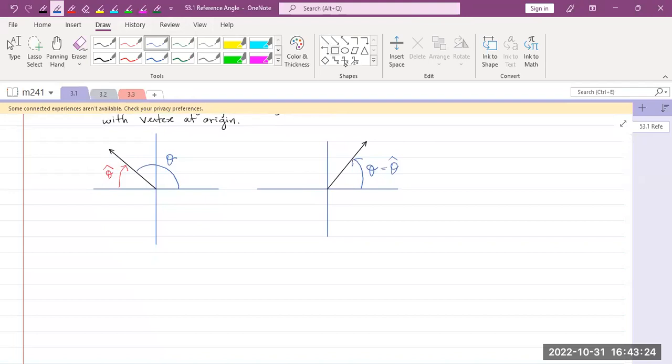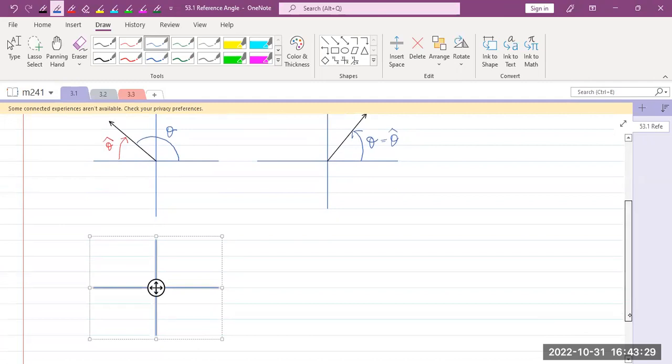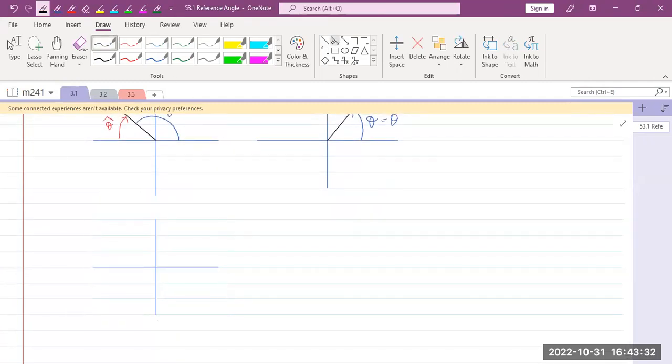Suppose theta is in quadrant 3, say here, right? So this is the angle theta. Theta is in quadrant 3. Now notice that the acute angle from x-axis will be this one here. This is the reference angle.